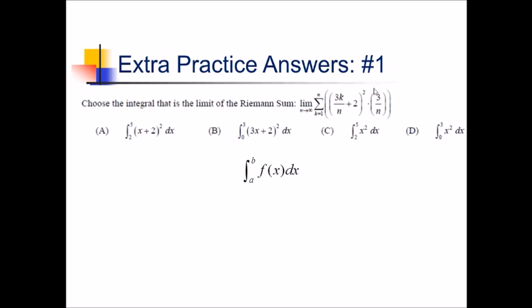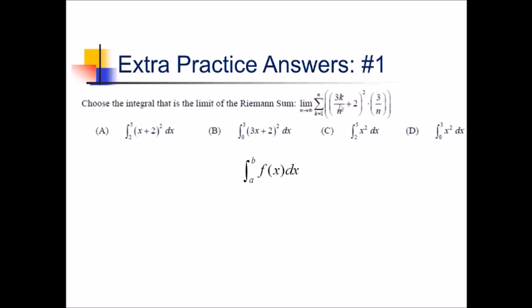Because we have a 3 divided by n, that means the interval length is going to be 3. You're basically dividing 3 into an infinite number of pieces because n is approaching infinity, and you're just getting rectangles that you're adding together. So we don't know what a and b are, but we know that they're 3 apart. Once we figure out a, we can add 3 to it and get b. So getting a is the next tricky part.